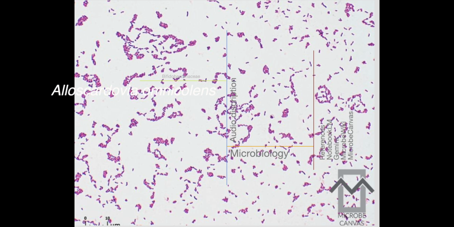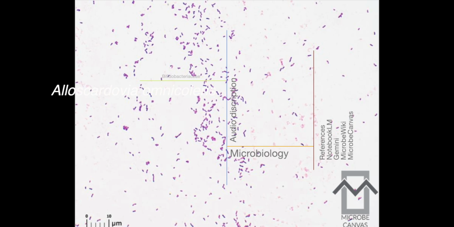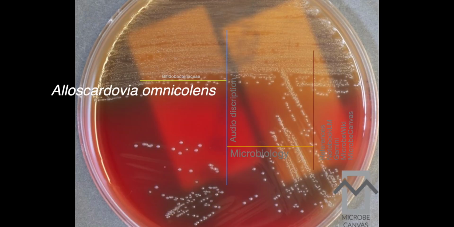Now let's get down to the nitty-gritty. How do we identify Alloscardovia omnicolens in the lab? Okay, so first up, the gram stain. It'll show up as gram-positive. Short, irregularly shaped rods. Short, irregularly shaped rods, got it. And sometimes you'll see what we call rudimentary branching.